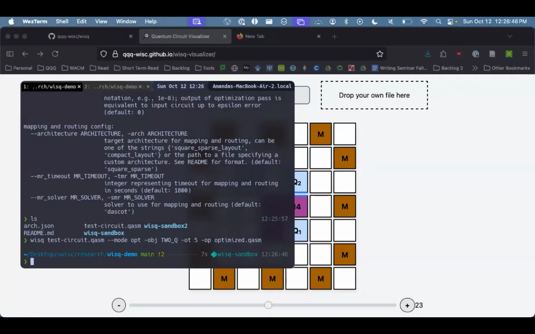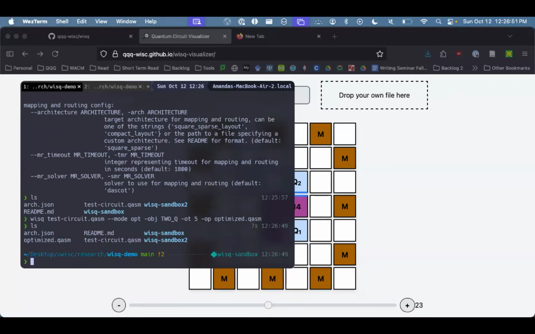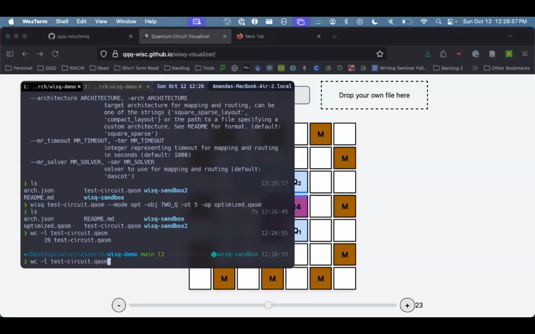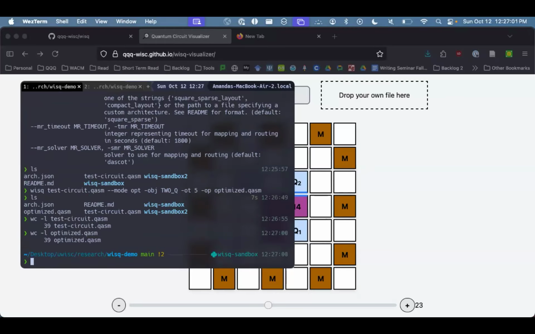Give or take. And great, so now we have this new file optimized.qasm. Let's see if it did anything this time. So our original circuit has 39 gates, and our optimized one... Oh no, it didn't this time. Oh, there. Previously it did, but I guess that's the beauty of live demos. Cool. Well, I'm not going to run it for longer, but just trust me.